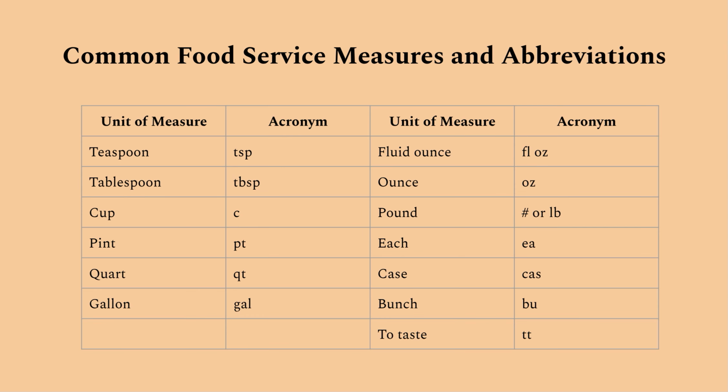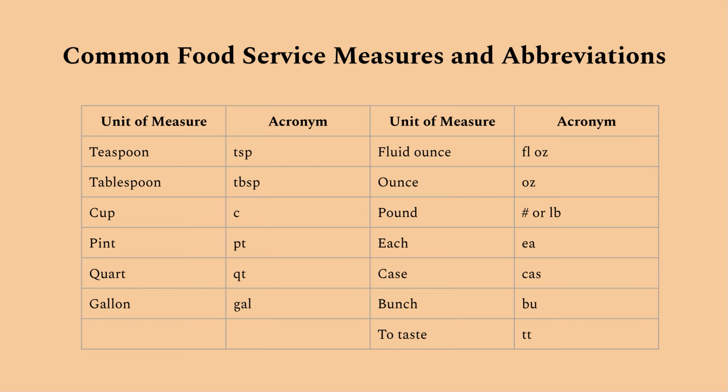So these are our common food service measures and their abbreviations. Teaspoon is TSP, tablespoon is TBSP. Cup is just marked as a lowercase c. Pint is marked as PT.